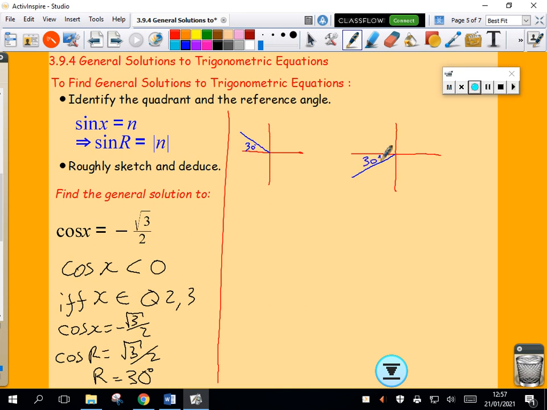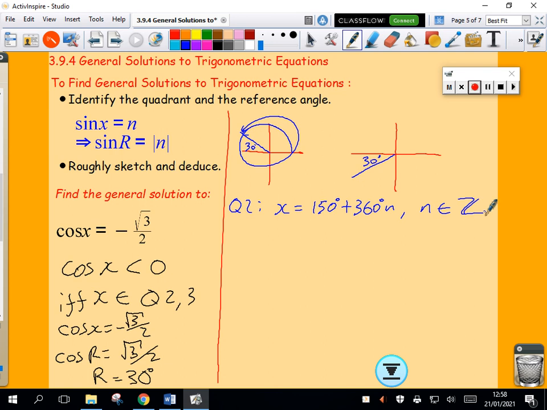I want to find the general solution. In quadrant 2, there's my first solution. So quadrant 2, x is equal to, well, that's 30 degrees short of 180, so that's 150 degrees. But note, if I add any multiple of 360, I'll go back to that same terminal side. So in quadrant 2, my general solution is x is 150 degrees plus any multiple of 360 degrees.